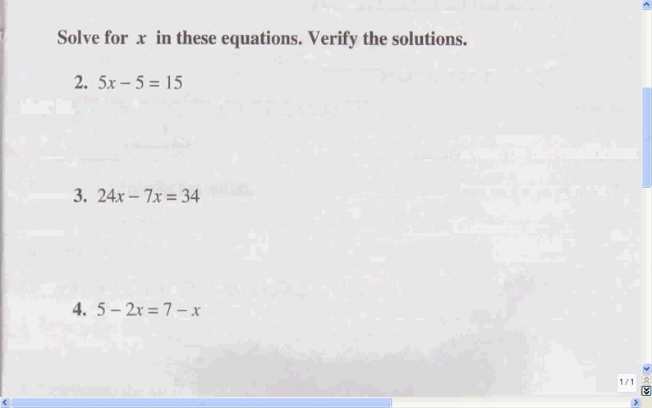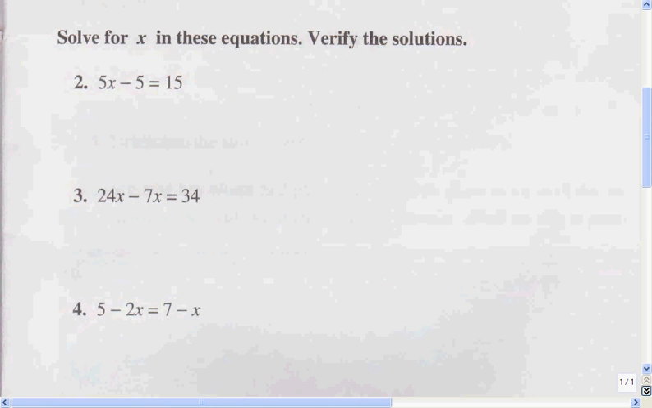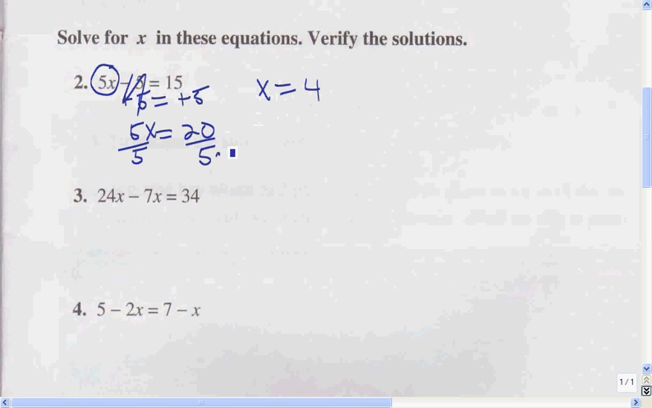Okay, so the first thing we've got to do here to solve this equation is to isolate the variable, which is we want to get the 5x by itself. So we're going to add 5 to both sides to get rid of that 5. Right? So that cancels out. 5 plus 15 equals 20. We get 5x. Then we divide by the coefficient of x. And that gives us x equals 4, because 5 times 4 equals 20.